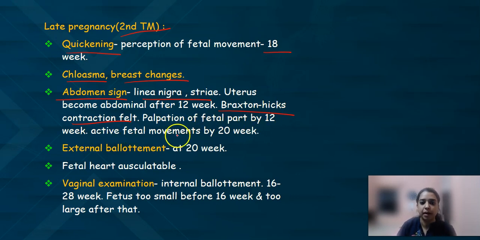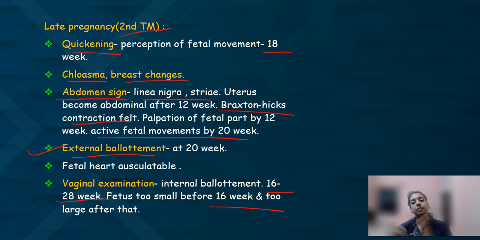Palpation of fetal parts also starts happening. Active fetal movement starts at 20 weeks. That is the quickening, what I'm saying. External ballottement: now the liquor starts increasing, so if you try to push the baby from one side, you can feel the baby movement on the other hand. That is external ballottement. Internal ballottement, the same ballottement when you do a per vaginal bimanual examination, is at 16 to 28 weeks. At less than 16 weeks, the baby is very small. At more than 28, the baby is very large. So external ballottement is at 20 weeks, whereas internal is at 16 to 28 weeks.